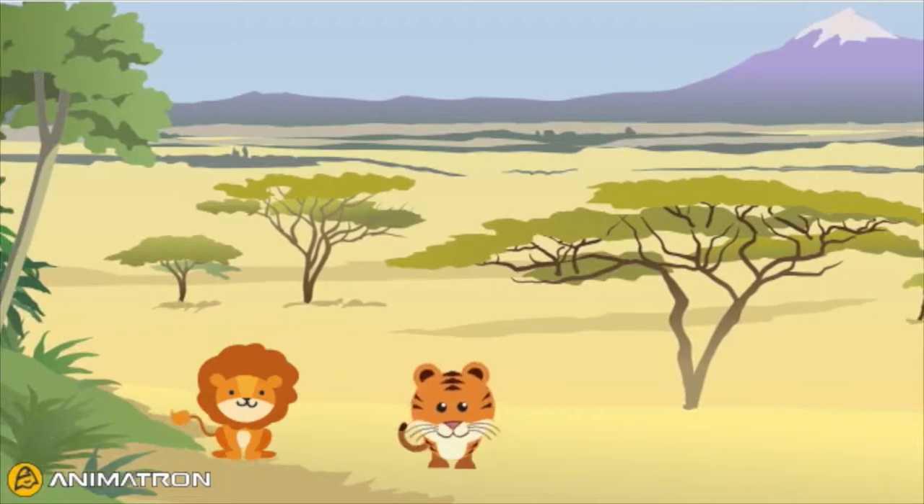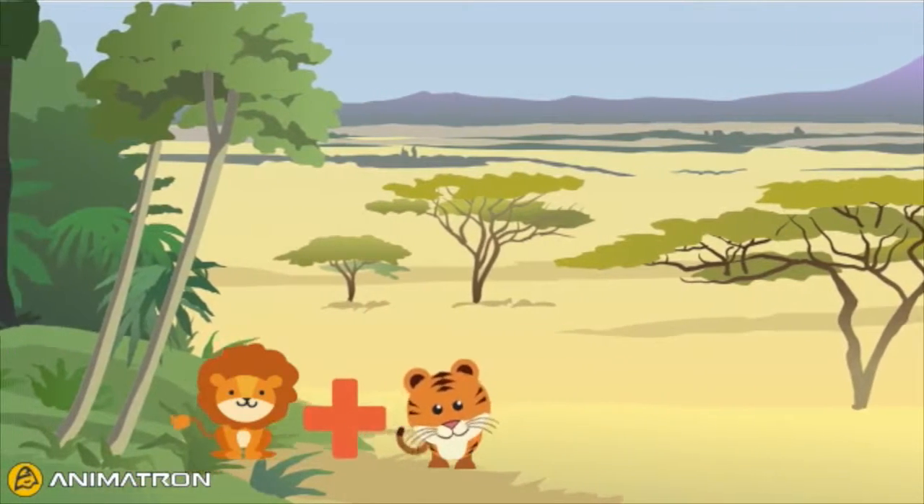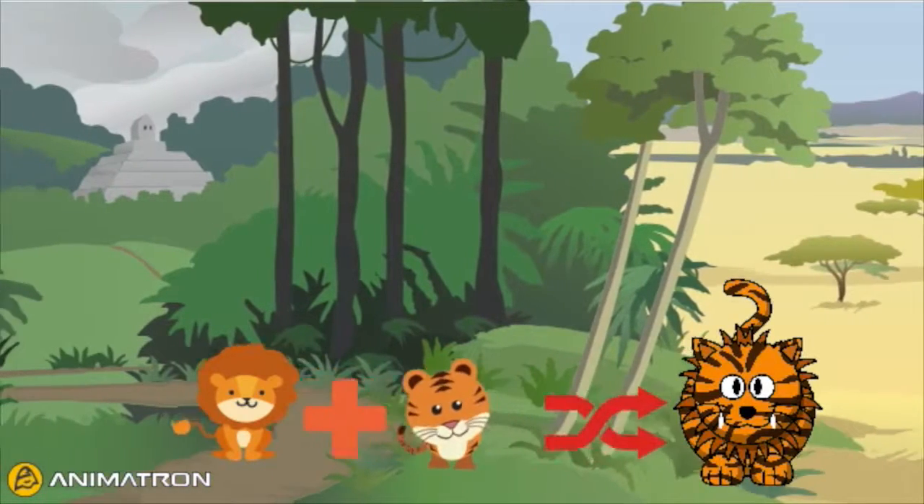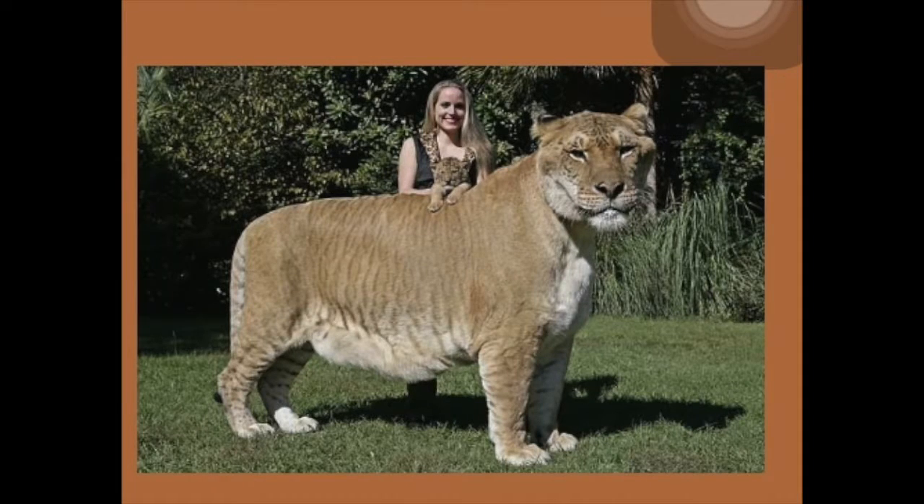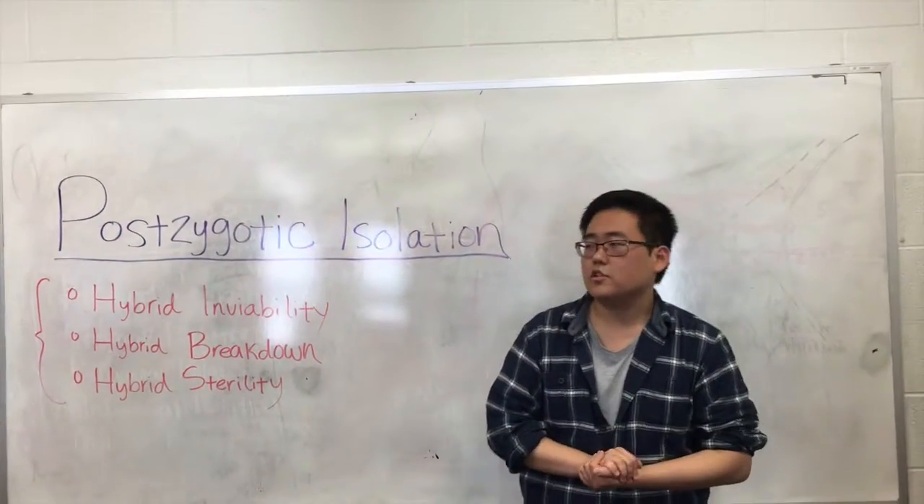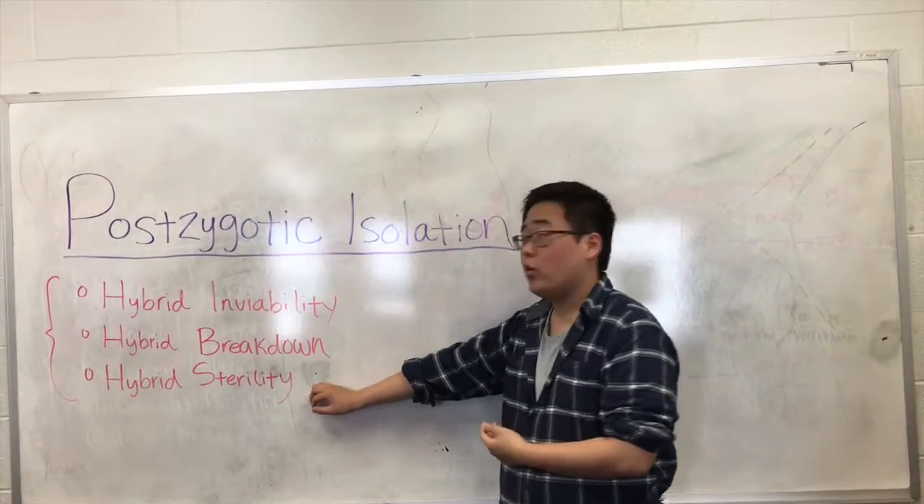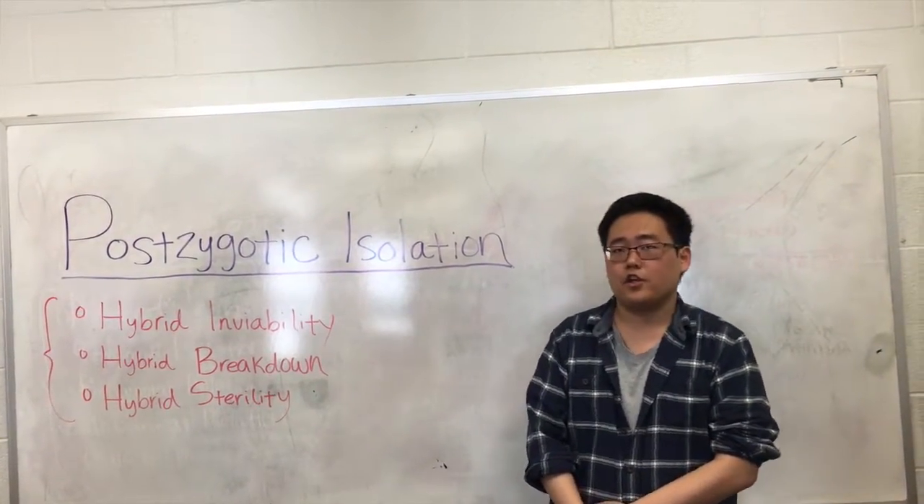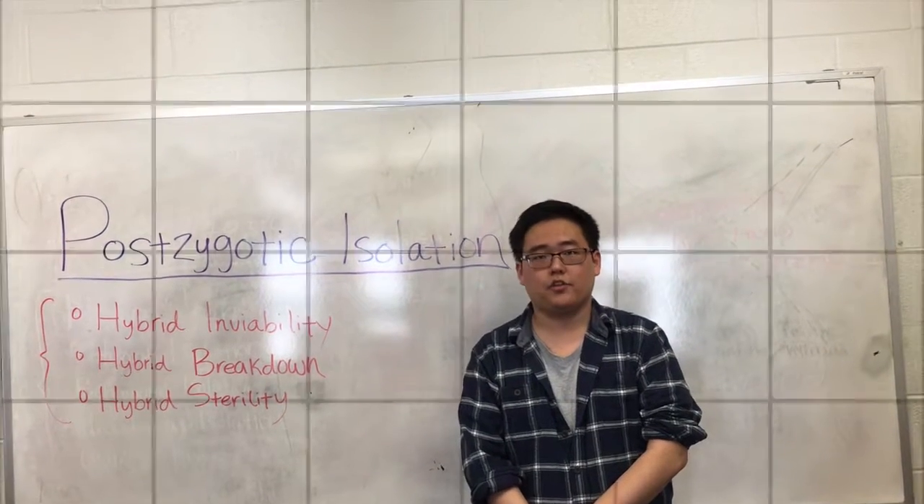A liger is a crossbreed between a lion and a tiger. Unfortunately, a liger cannot mate with another liger to make a baby liger because ligers are sterile hybrids between tigers and lions. So, hybrid sterility is when two organisms from different species can create a functioning offspring but which cannot reproduce.